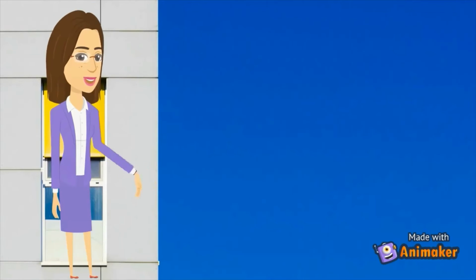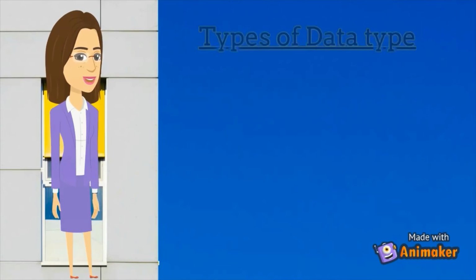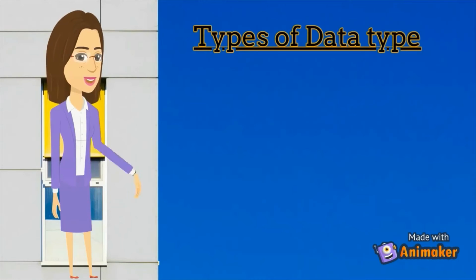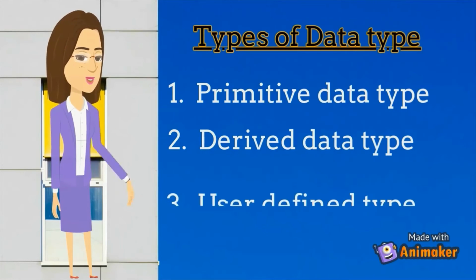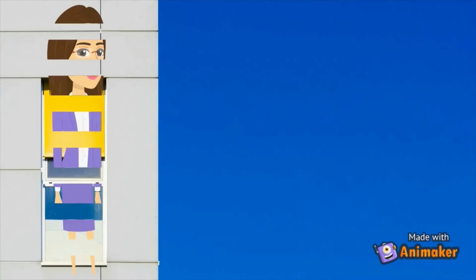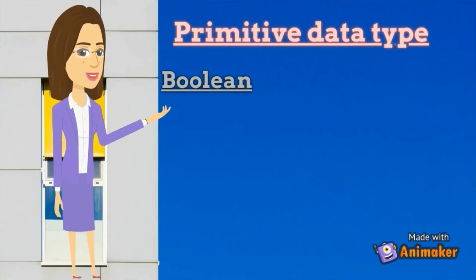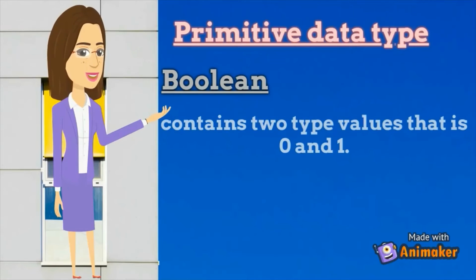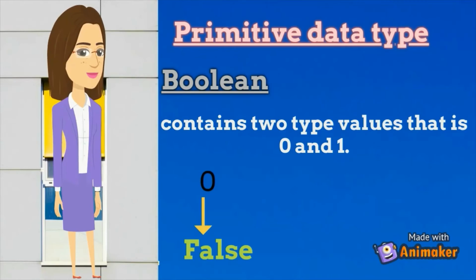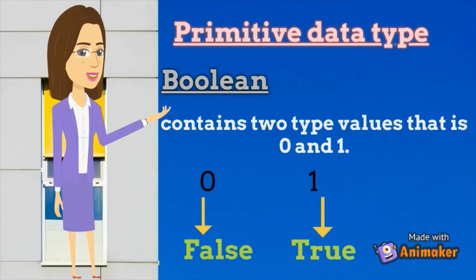Here we'll try to understand what are different data types in C. They are primitive data type, derived data type, and user-defined type. Under primitive data type, we have Boolean. In C, Boolean is a data type that contains two types of values, that is 0 and 1. Here 0 represents false value, while 1 represents true value.